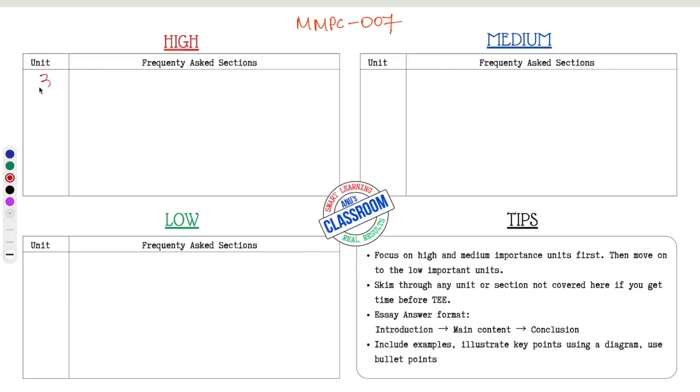Unit 3, that is types of communication from block 1. This is of high importance. From this unit, you can focus on the 3.2, 3.3, 3.4 and 3.5.